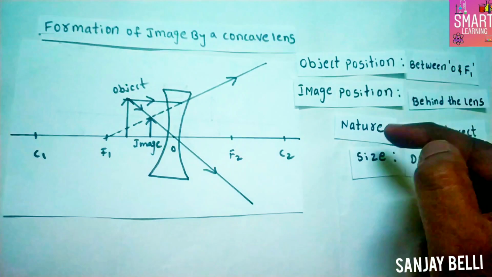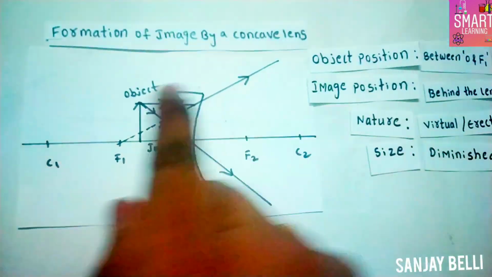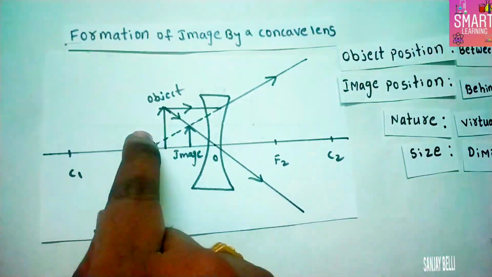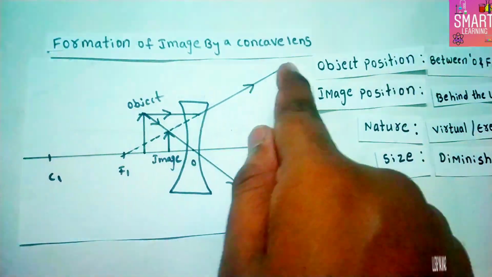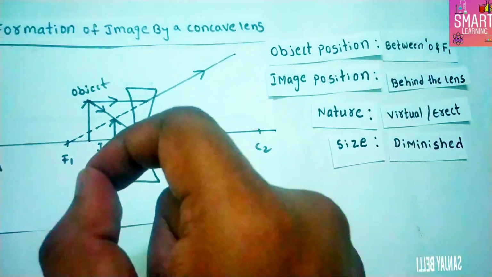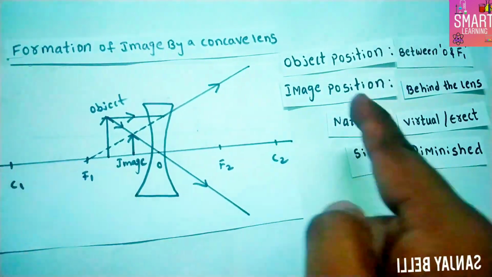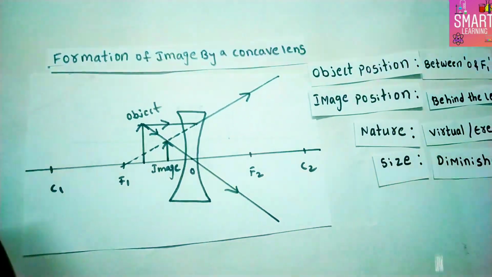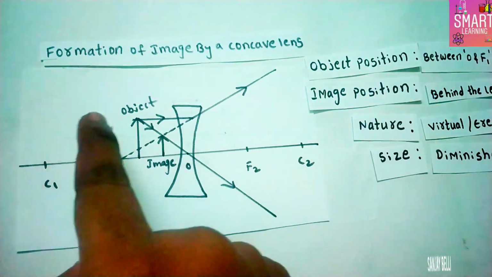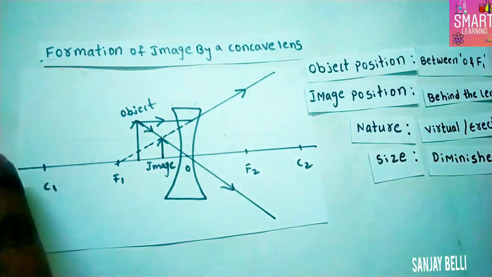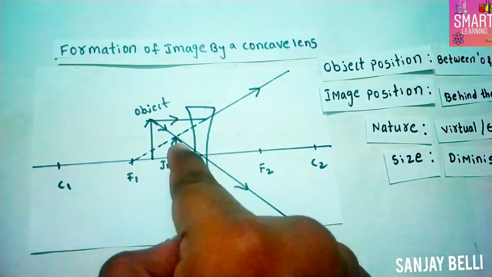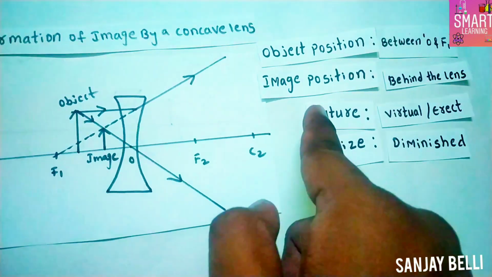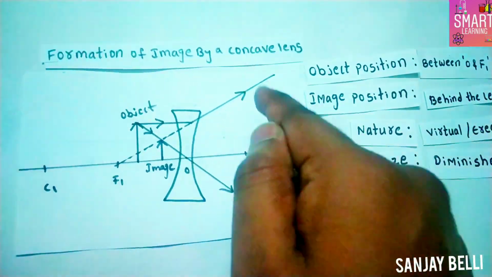Image position, nature and size you got the same when you placed an object beyond C, on C, between F and C, on F, between O and F. That means formation of image by a concave lens, ray diagrams are very easy, because image position, nature and size we got the same when you place the object at different cases: beyond C, on C, between F and C, on F, between O and F. Almost 5 cases, 1, 2, 3, 4, 5 out of 6 ray diagrams, you got image position, nature and size the same for the concave lens.